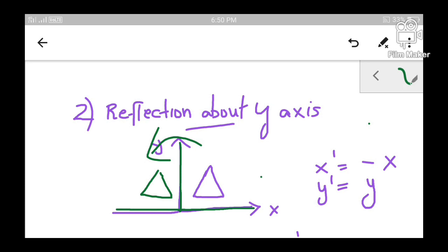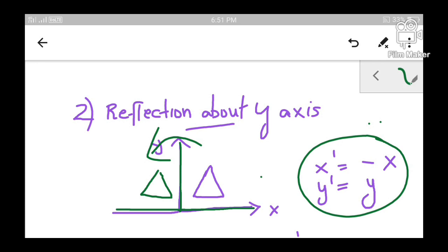So the equation can be written like this: x dash equal to minus x, which means after reflection x becomes negative x, but y dash equal to y itself. That means there is no change in y value, only the x value changes to its negation. The value is not changing, only the sign is changing. You have to remember that particular thing. Even after reflection there is no change in y value. Similarly, the x values are also the same in magnitude, but only the sign has been changed.